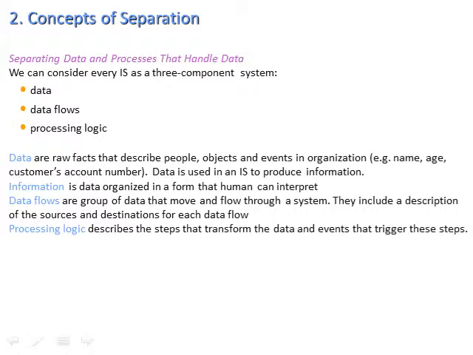And so here what we want to do is to just think about, in terms of a system, the differences between data, data flows, and processing logic. Data is raw facts that describe people, objects, and events in an organization. And we'll talk about this a little later in our other lectures, but data are discrete observations. They're really useless to the users of the information in that they really are just discrete, distinct observations. They don't really tell us much. Once that data is contextualized, it becomes information.